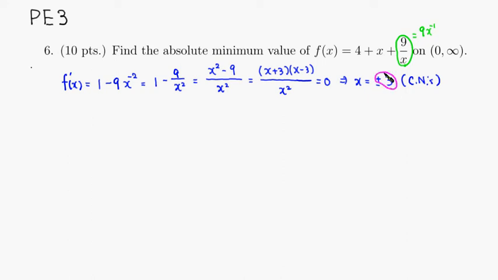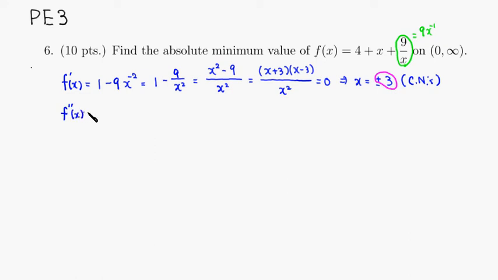If you have only one critical number, and it is a local minimum, then it's guaranteed to be the absolute minimum. So let's make sure that this gives us a local minimum. One way to do it is to look at the second derivative. We could also do a first derivative test, but for this one, I'm going to do a second derivative test, because the second derivative is fairly easy to find.